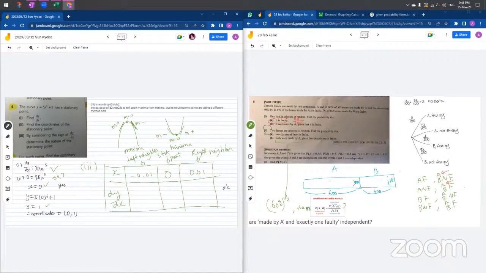Okay. Now I am finding out maxima or minima. That is what it means, the nature of the stationary point. That's simple. Is it maxima or minima? This is the analysis to avoid second differentiation.